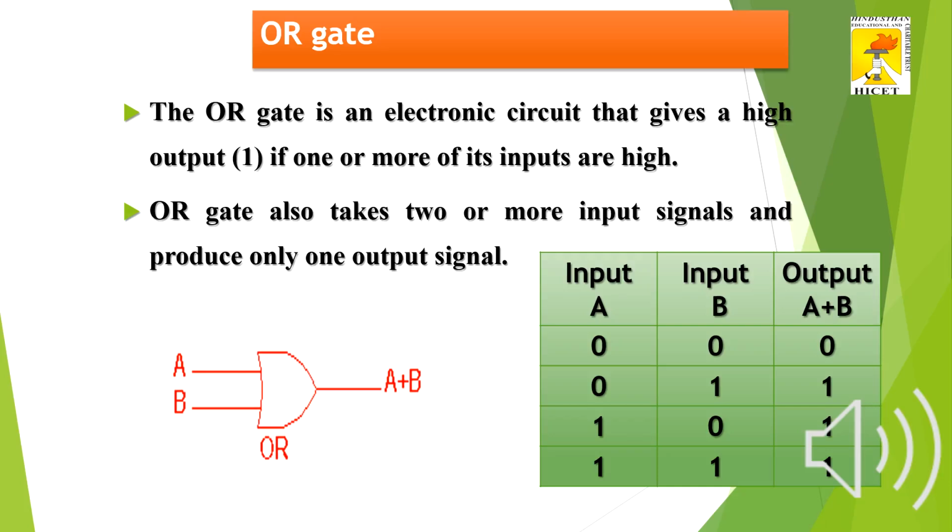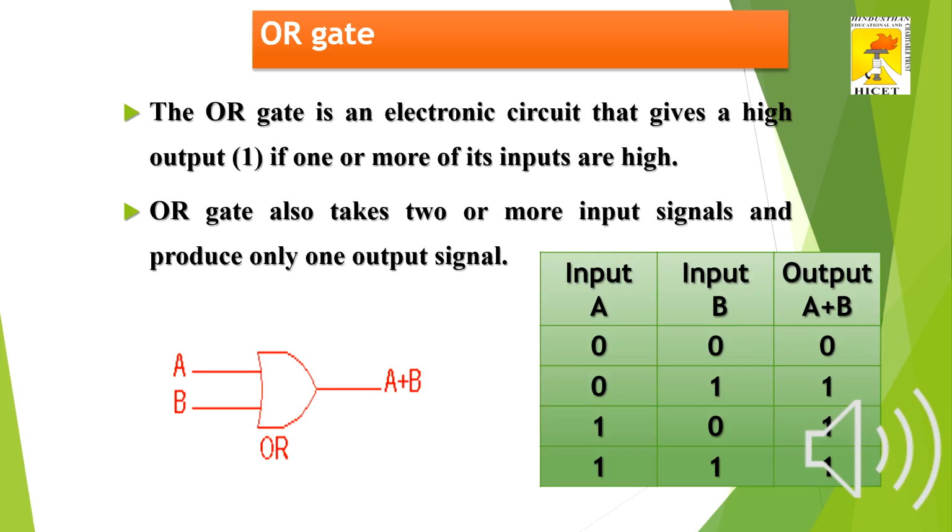Next one is the OR gate. So the OR gate works as symbol addition, right? OR gate is an electronic circuit that gives a high output, that means 1, if one or more of its inputs are high. OR gate also takes 2 or more input signals and produces only one output signal.